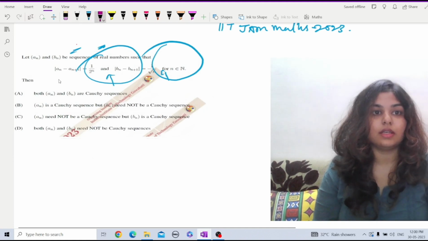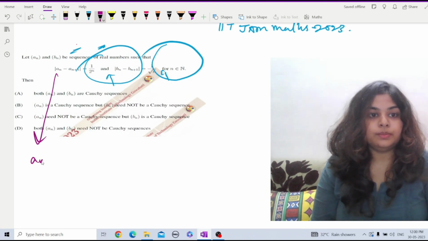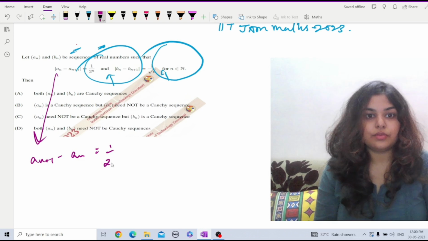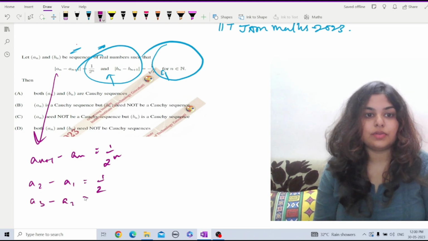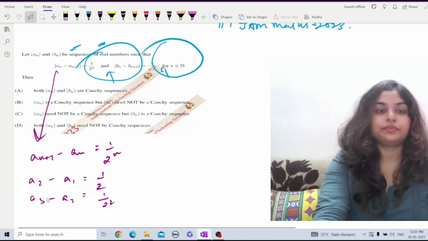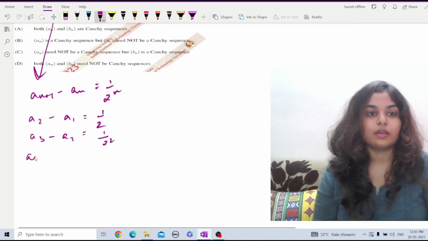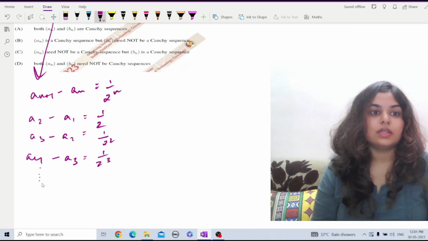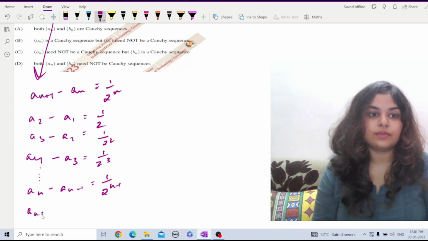For AN, we can write this as follows. AN plus 1 minus AN is equal to 1 by 2 to the power n. If we write down the values of n, suppose n is equal to 1, then A2 minus A1 is equal to 1 by 2. A3 minus A2 is equal to 1 by 2 square. A4 minus A3 is equal to 1 by 2 cube, and so on, such that AN minus A of n minus 1 is equal to 1 by 2 to the power n minus 1. A of n plus 1 minus A of n is equal to 1 by 2 to the power n.